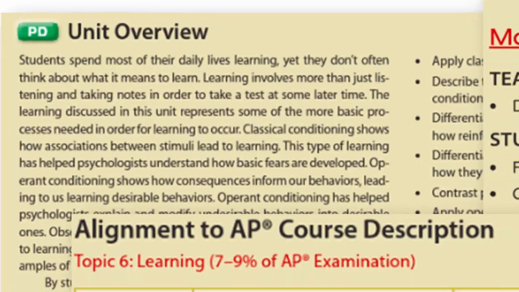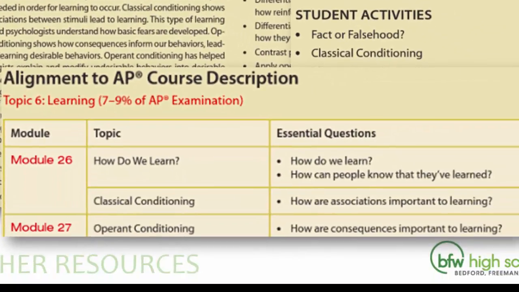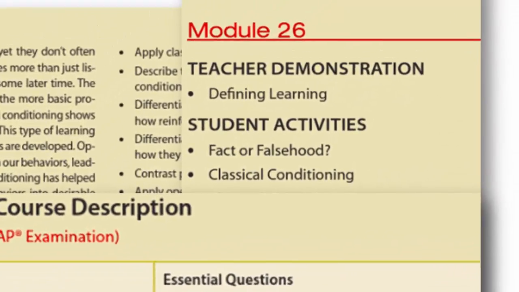There is also an alignment to the AP course description, so you know how much weight each unit carries in the course outline. We also provide you with essential questions your students should be able to discuss to show their mastery of that unit. A pacing guide will provide you with a clear plan for how long to spend on each module, depending on if you use a block or standard schedule. And finally, we have a list of unit resources.